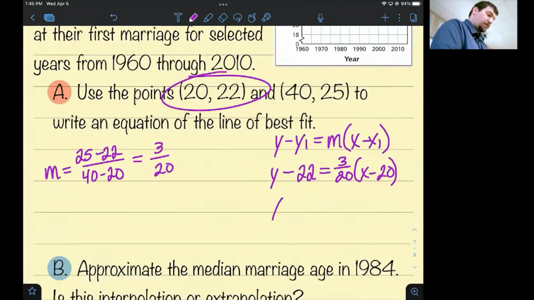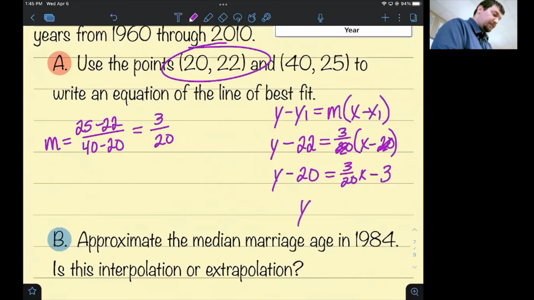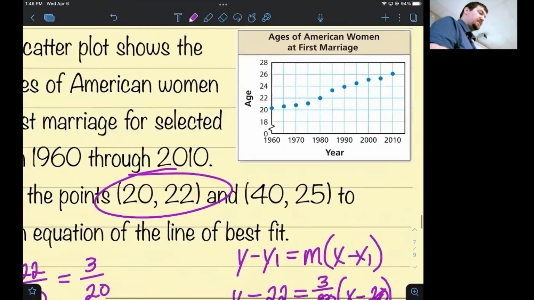Well, that's going to work out nicely for us, because when you distribute the 3/20 to the x, you get 3/20 x. And when you distribute the 3/20 to the negative 20, the 20s cancel out, and you end up with negative 3. 3/20 of 20 is 3. Add 20 to both sides. What's negative 3 plus 20, because you have to add 20 to both sides? 17. Positive 17. So that would be the equation. Our y-intercept back in year 0 would have been hitting right around 17 on the y-axis.